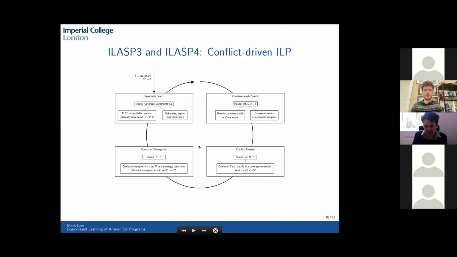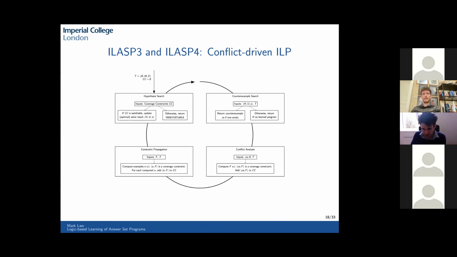So the basic idea is that it's an iterative approach. The first step is to search for a hypothesis that conforms to a set of what we call coverage constraints. Now, I'm going to say a bit more about these coverage constraints later. At the start of the algorithm, they will be empty. And so the first hypothesis that we find will usually be the empty hypothesis. We then proceed to the next step, the counterexample search, where we check whether the examples that we've been given are covered by the hypothesis. Now, if they all are, then we can return the hypothesis, because it's obviously the optimal solution of the task.